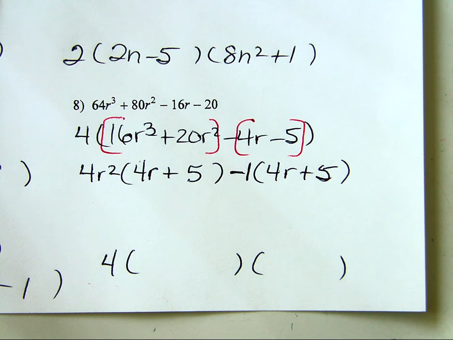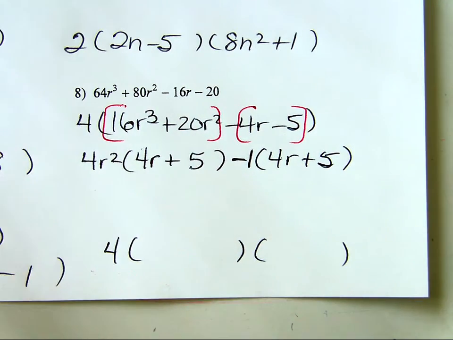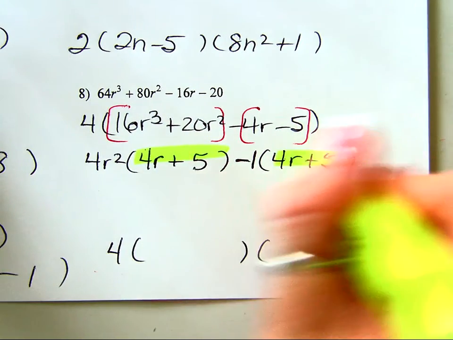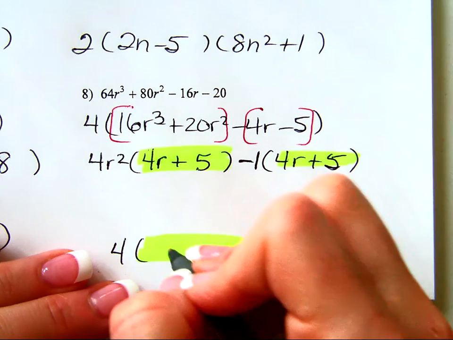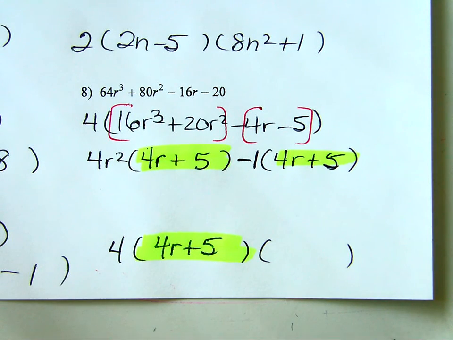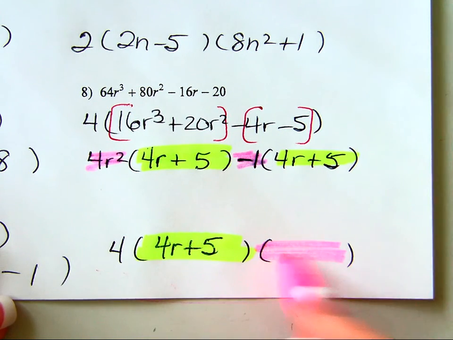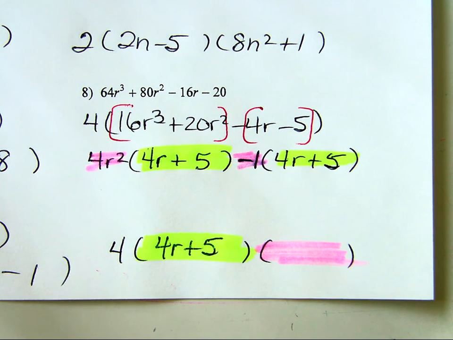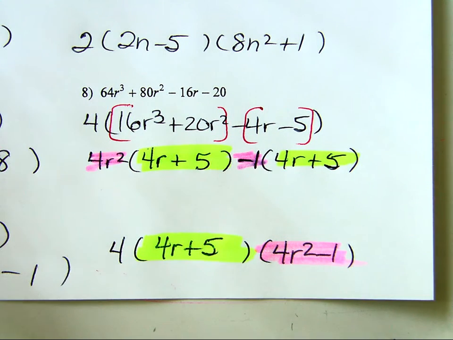Okay, so watch what happens. I go to write, maybe I need to use my highlighters again. Maybe we're getting confused. Isn't this parenthesis just for that? So what's the common factor? 4r plus 5. What's the leftover? That, and doesn't that go here? Right? But look closer at 4r squared minus 1.